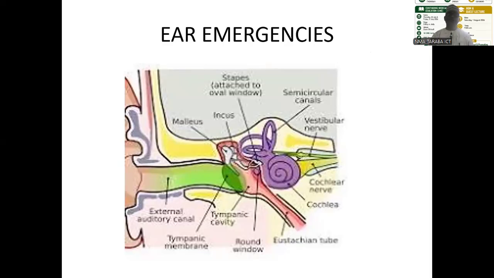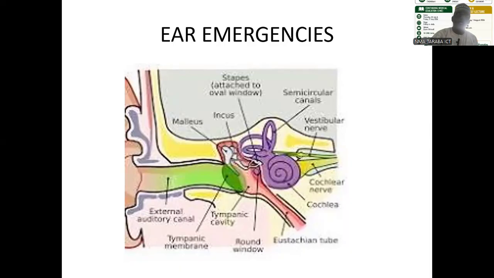while the middle ear starts from the tympanic membrane down to the oval and round window and via the eustachian tube, including the eustachian tube. Then the inner ear starts from the oval window to the level where the vestibular and cochlear nerve exit into the brain. These structures, emergencies can come up from any of them.